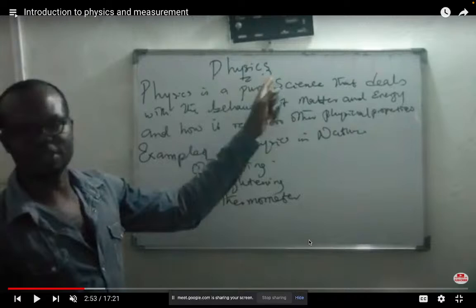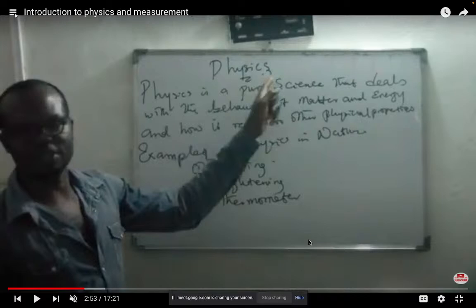Then you talk about the motion of your car, your automobile moving. All those are examples of physics in your everyday life. For you to understand the working principle of a motor car, you need to understand physics. And that is why we teach you physics in school. So you learn physics in order to be able to do a whole lot of things.